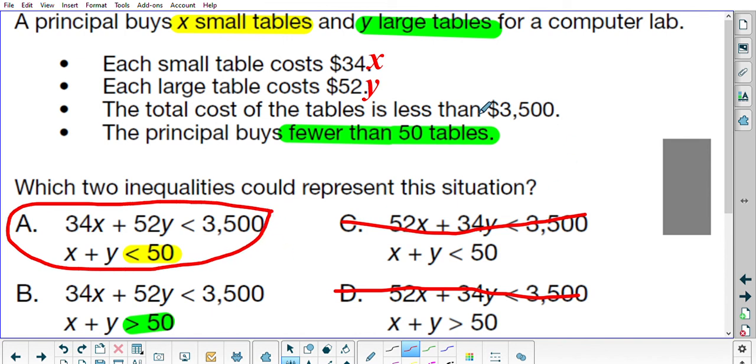Oh, by the way, it also said less than 3,500, but all four choices said less than 3,500. So I didn't really have to even think about that third bullet point a whole lot. It wasn't as big of a factor in helping us to eliminate which choices are right and wrong.